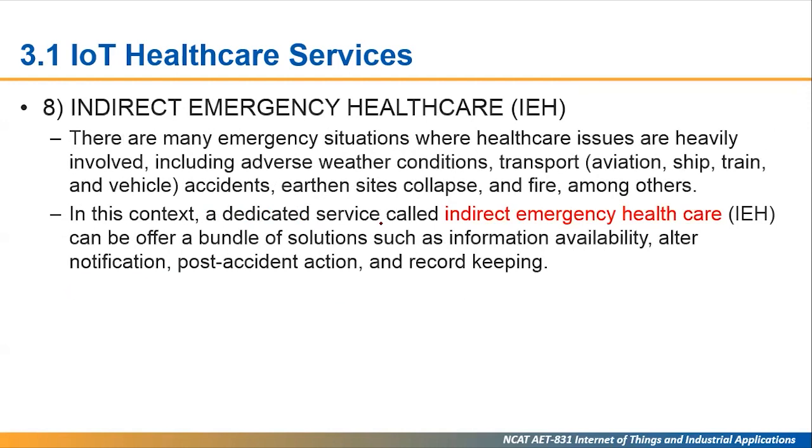The next service is indirect emergency healthcare. There are many emergency situations where healthcare issues are heavily involved, including adverse weather conditions, transport accidents, structure collapse, and fire, among others. In this context, a dedicated service called Indirect Emergency Healthcare (IEH) can offer a bundle of solutions such as information availability, auto notification, post-accident action, and record keeping.